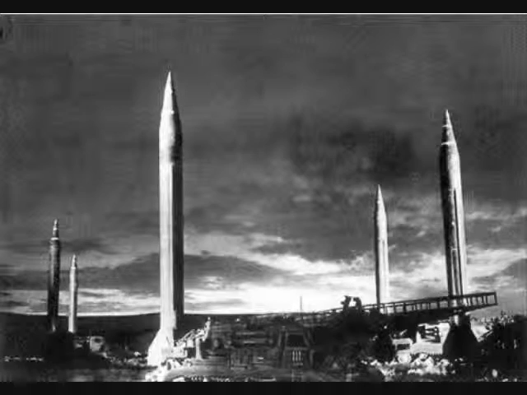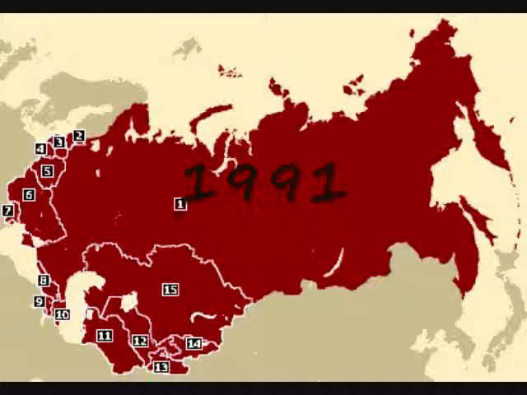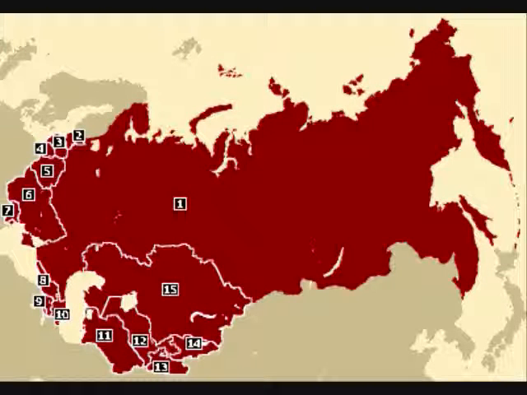Because both the Soviet Union and the United States had nuclear weapons, neither of them had the guts to attack the other directly. This is why it was called the Cold War. There actually wasn't any fighting at all. The Cold War ended in 1991 with the collapse of the Soviet Union. The Soviet Union collapsed into 16 different national parts.